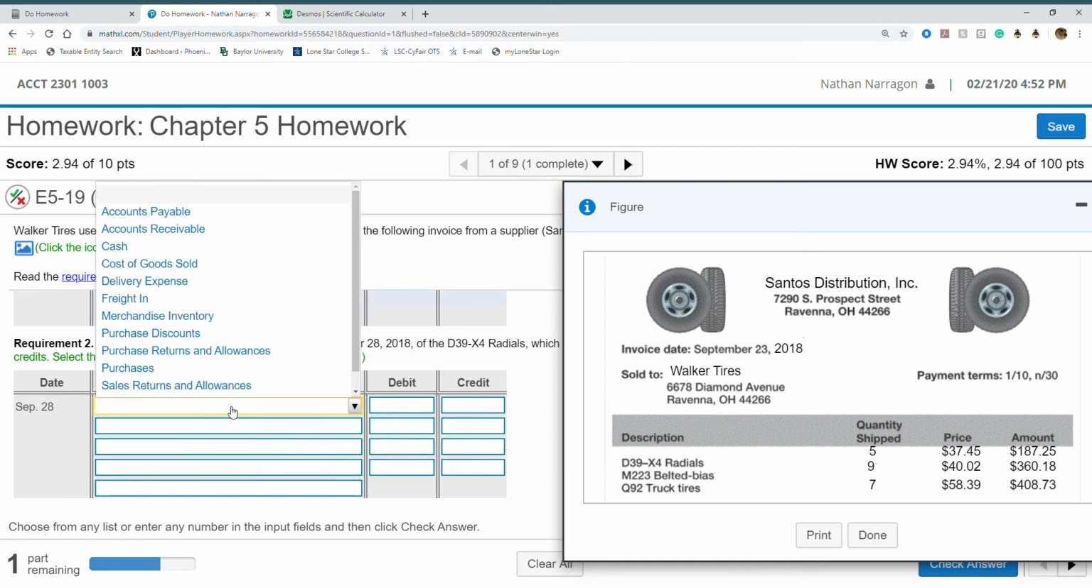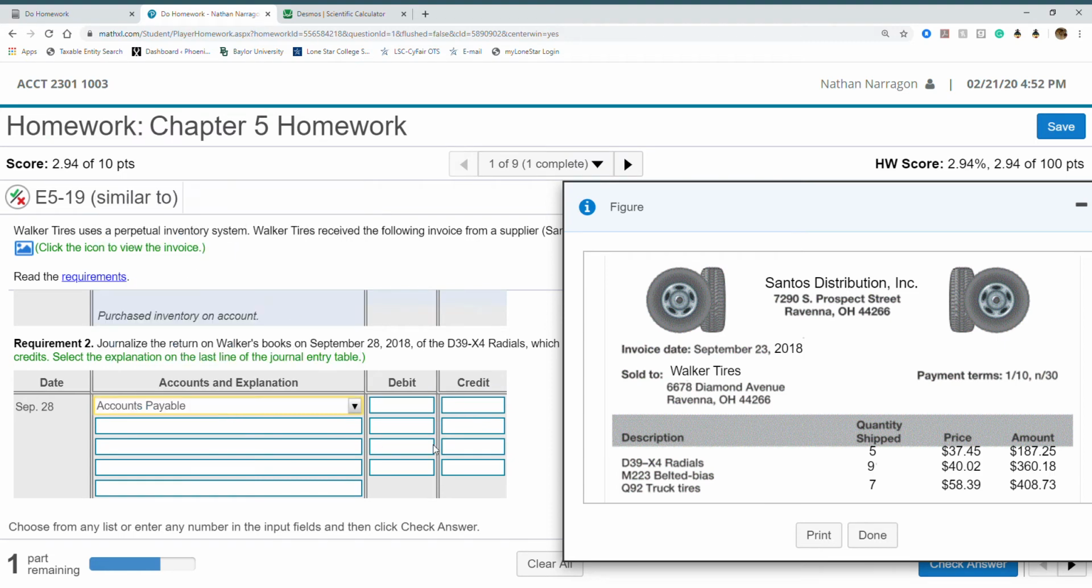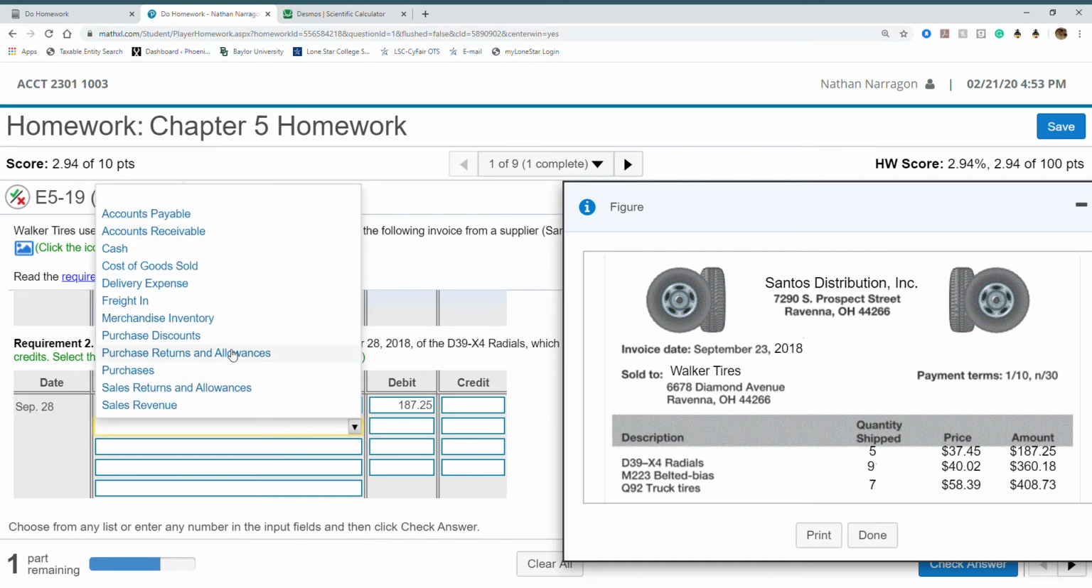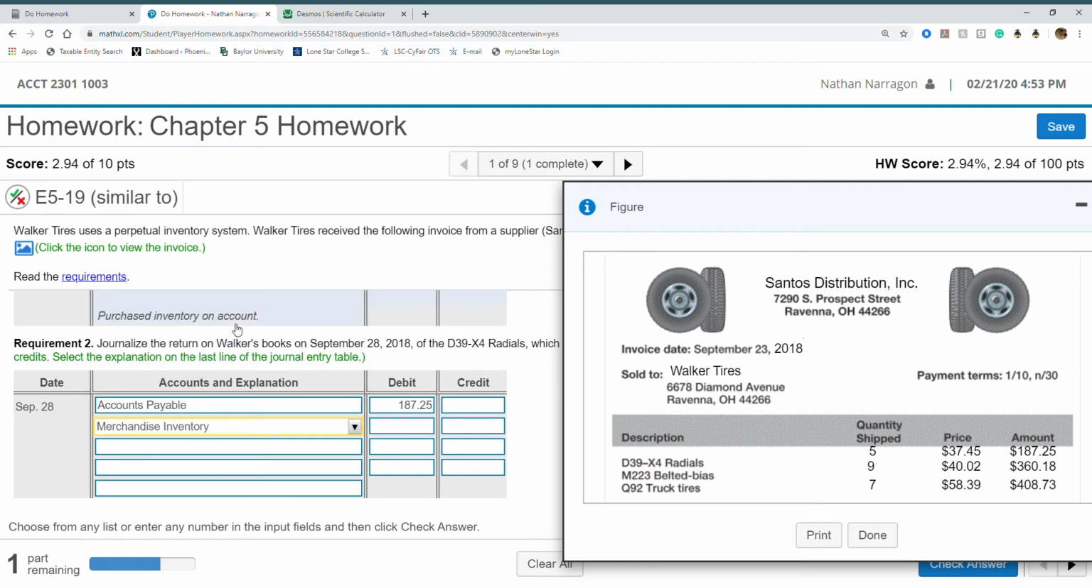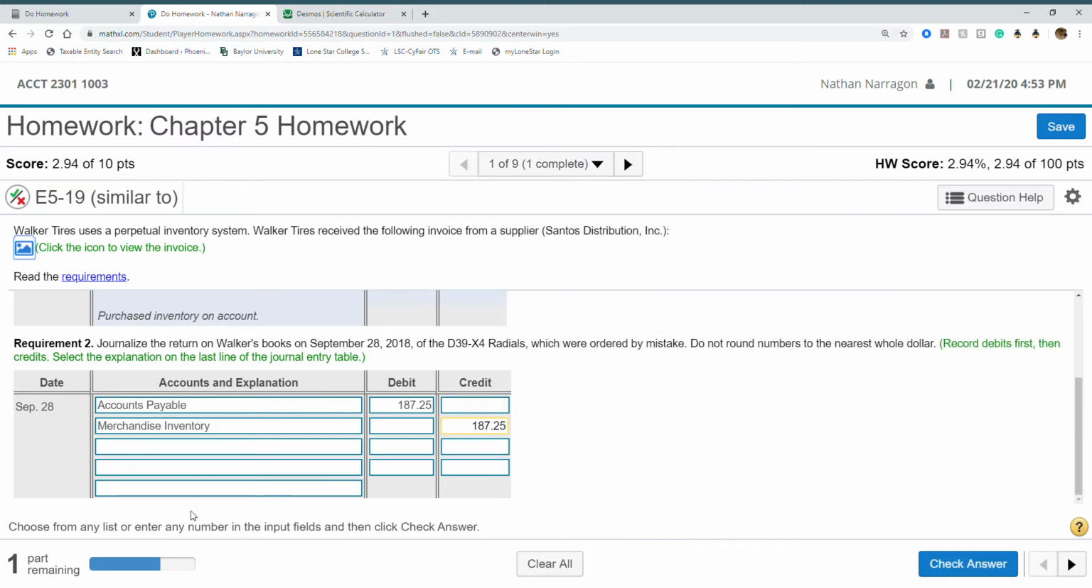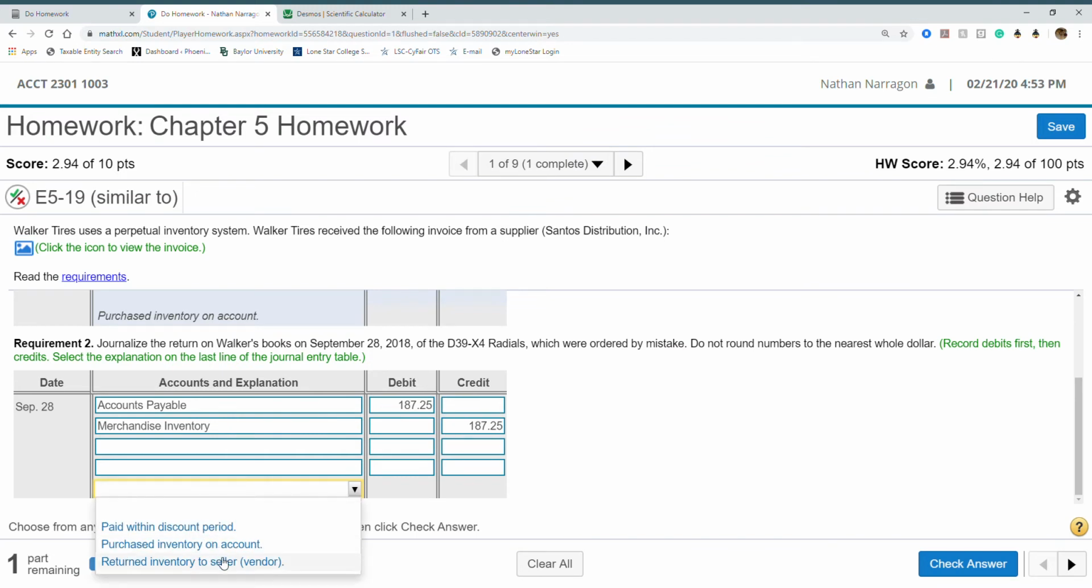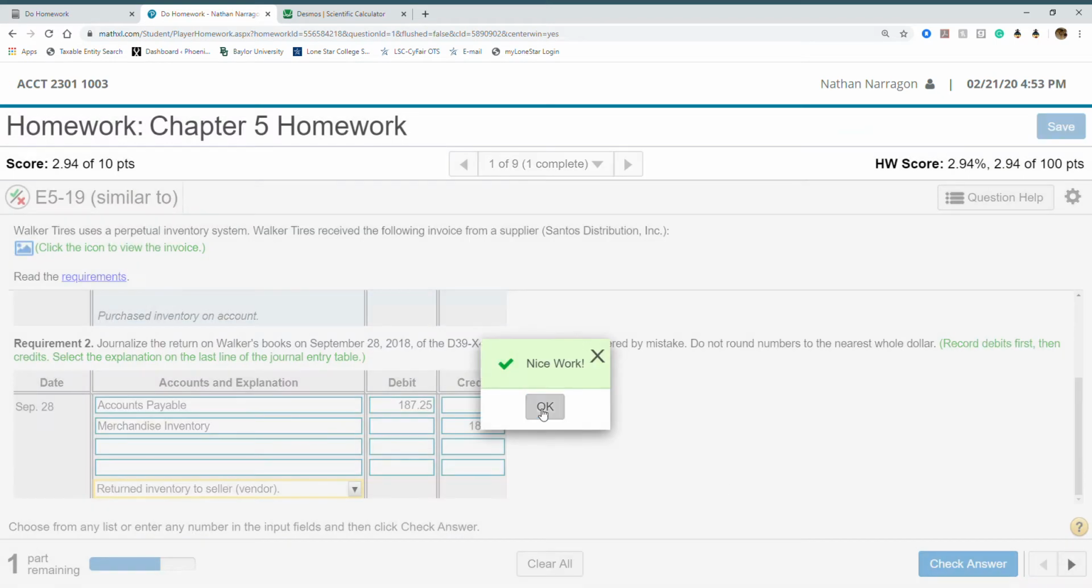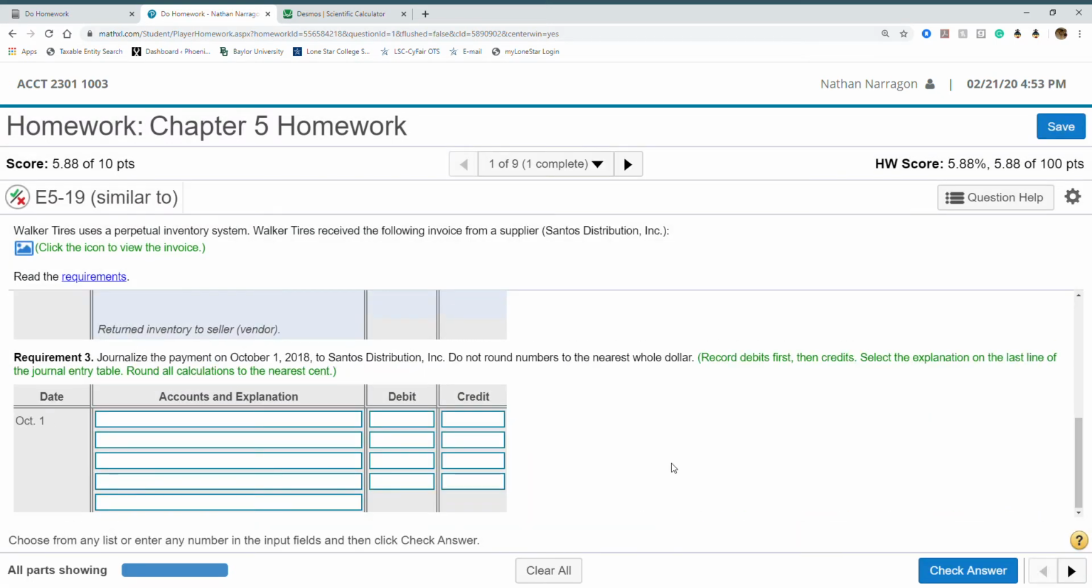So again, when we do a return with the buyer, it's pretty much just a flip of this account. They no longer owe that amount because they're returning it. So the accounts payable has to be debit. And then they credit merchandise inventory because they no longer have that inventory. And of course, that'll be it of that. And return inventory to seller.